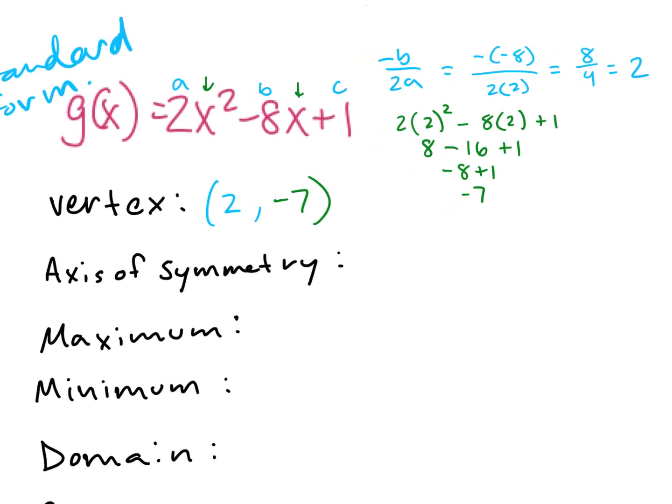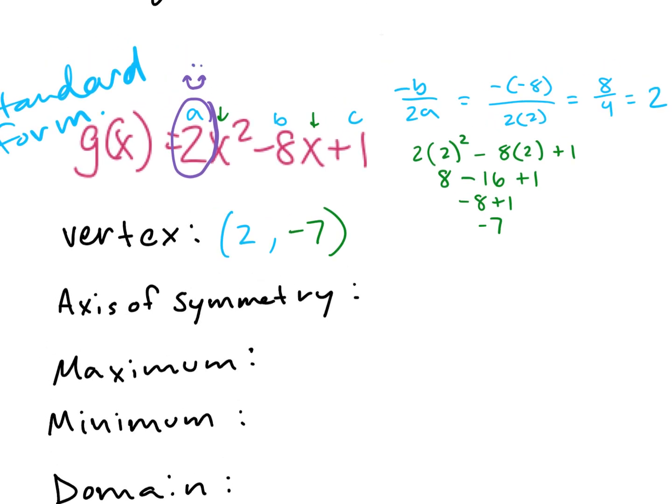Before we even find another point on our graph or do anything else, do we know if this graph is going to open up or open down? Why is it going to open up? Because A is positive. So whenever A is positive, it's going to open up. It's going to be like a smiley face. So you can always keep that in mind when you find your next point, just to double check to make sure you found the right vertex, you found another second point, and your graph opens up.